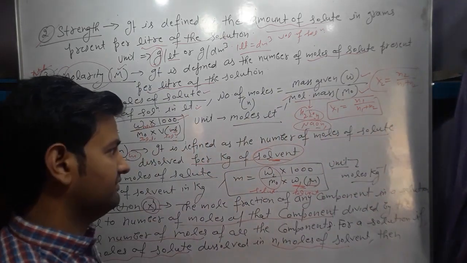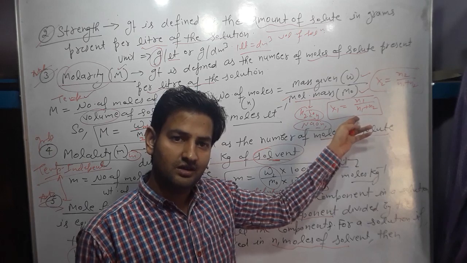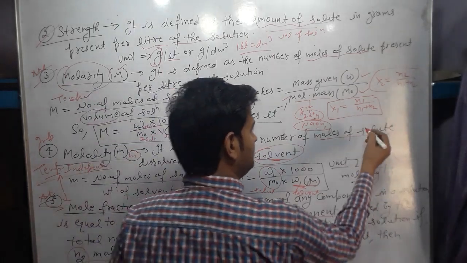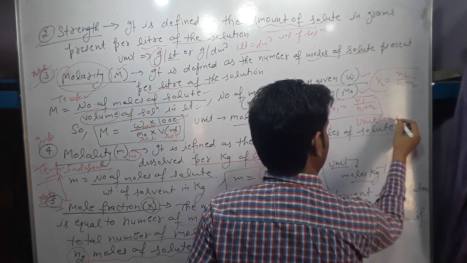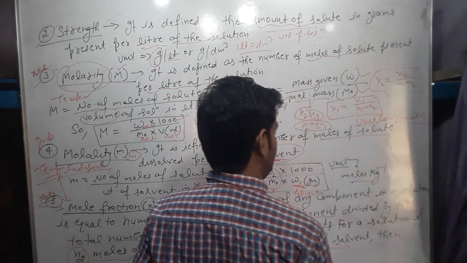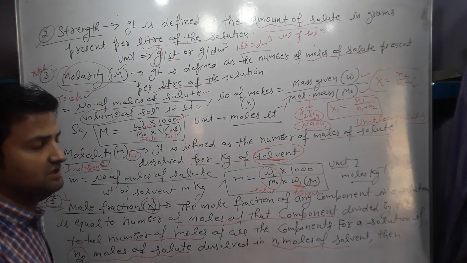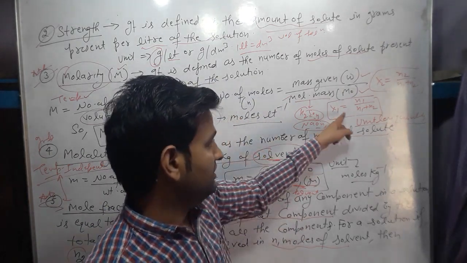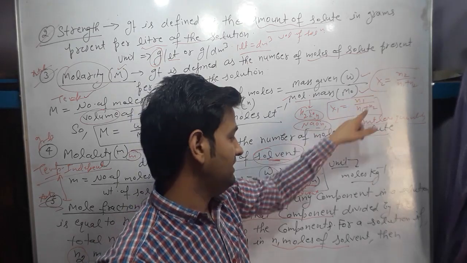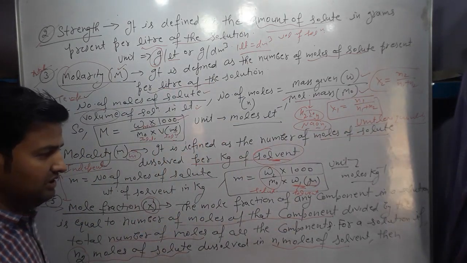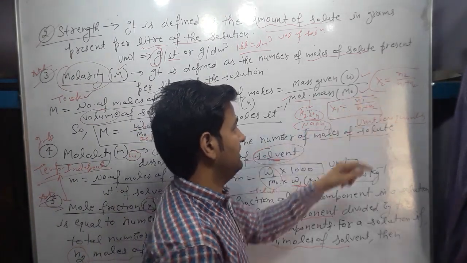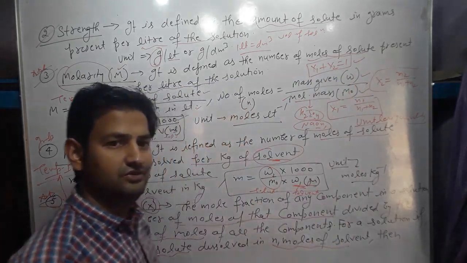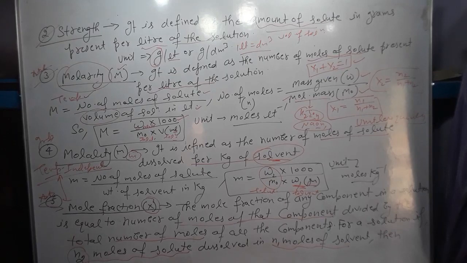What is the unit of the mole fraction? In numerator and denominator both terms are number of moles, so they cancel each other, moles by moles. So mole fraction is a unitless quantity. And one important point for the mole fraction is that the sum of the mole fractions of all the components of a solution is equal to 1. If a solution contains two components having numbers of moles n1 and n2, then the sum of the mole fractions x1 and x2 will be equal to 1. The sum of the mole fractions of all the components of a solution is equal to 1.